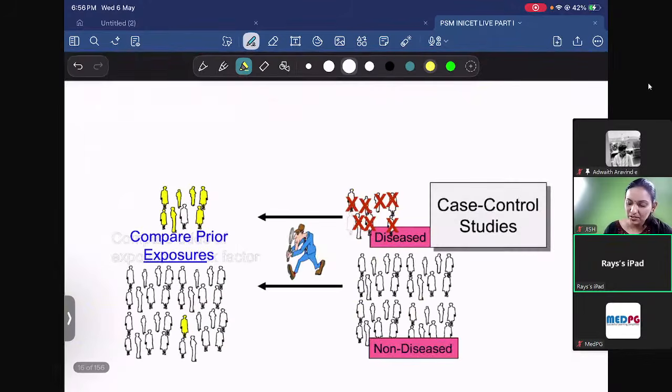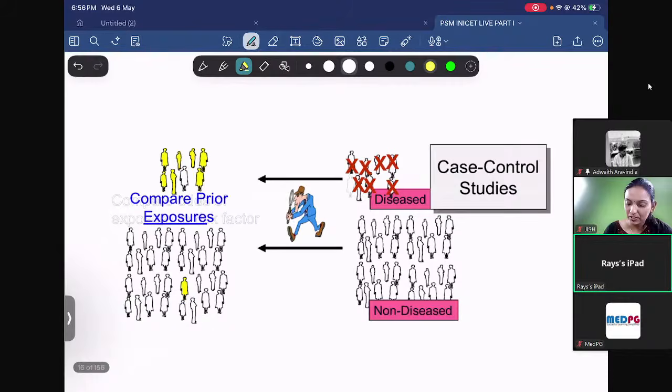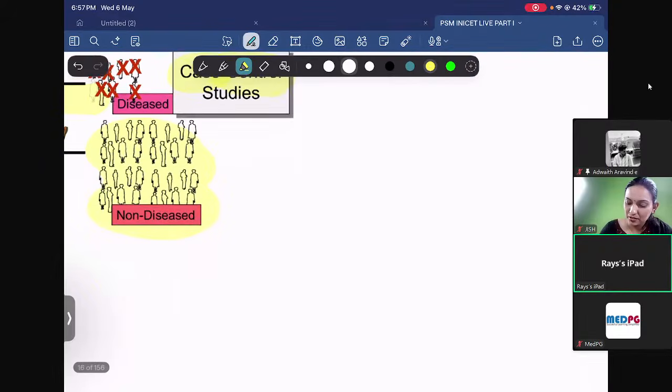Before that, this is what a case control study looks like. You start with cases and controls. No need to by heart anything. Whom do you call a case? A diseased person is what you call a case in wards also, right? So you start with cases or diseased, and you have non-diseased controls. Then the investigator retrospectively compares the previous exposures. This is how a case control study is. And it's also called as a what study? Retrospective study.